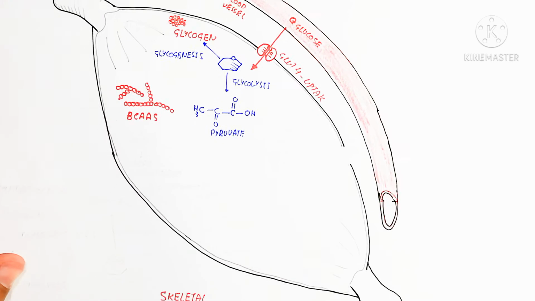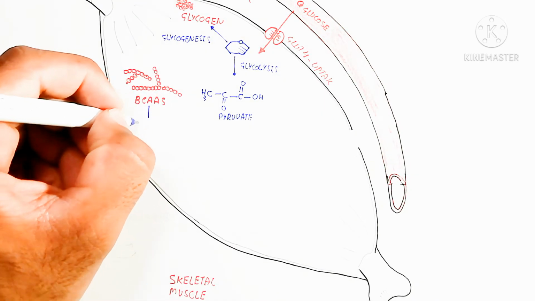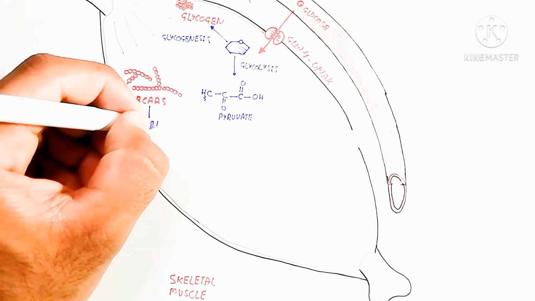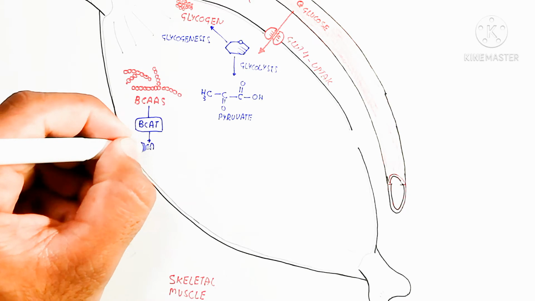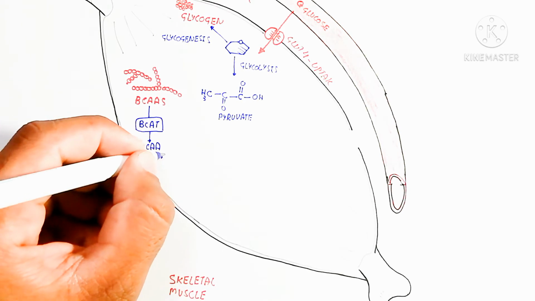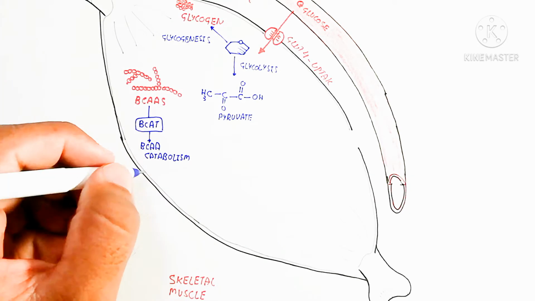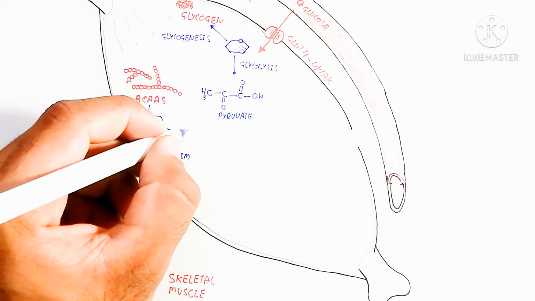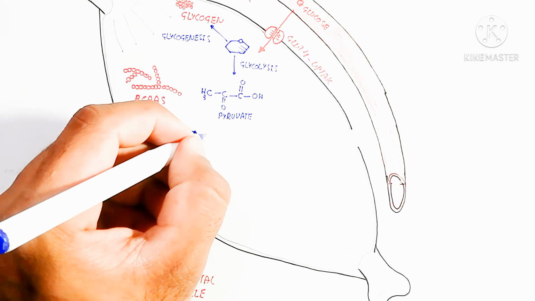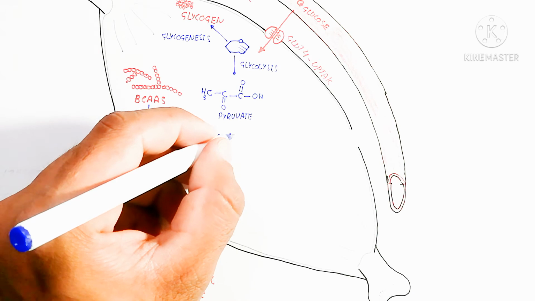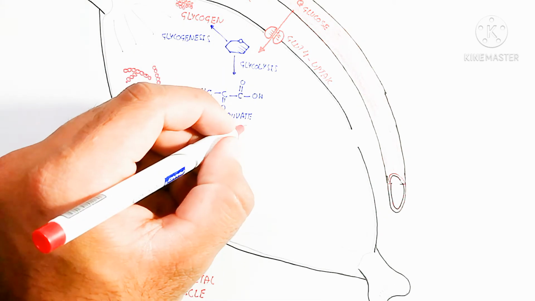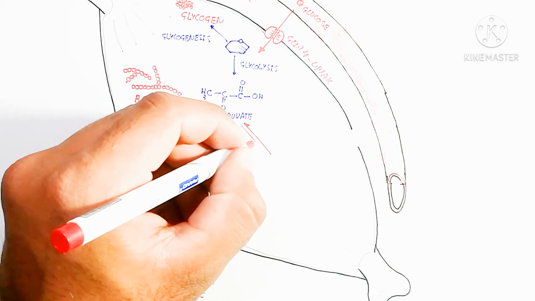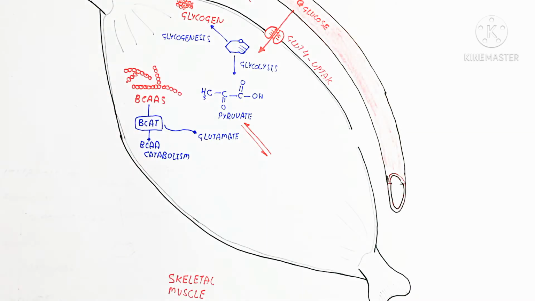This type of metabolism is known as catabolism, because larger molecules are converted into smaller molecules. On the other hand, here is the branched-chain amino acid transferase enzyme, which acts on the branched-chain amino acids. The catabolism of the branched-chain amino acids produces glutamate, and we will discuss this glutamate here.